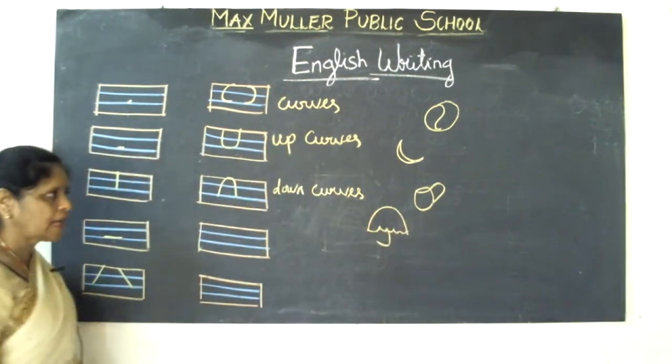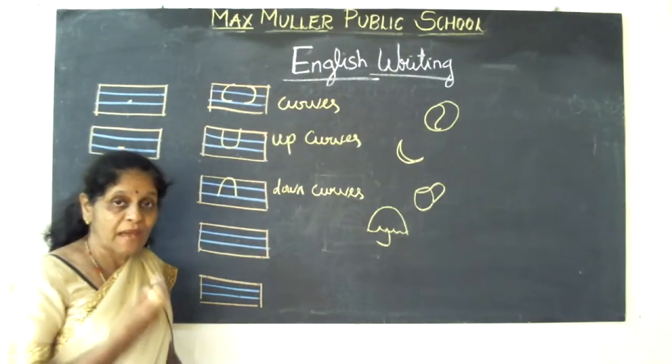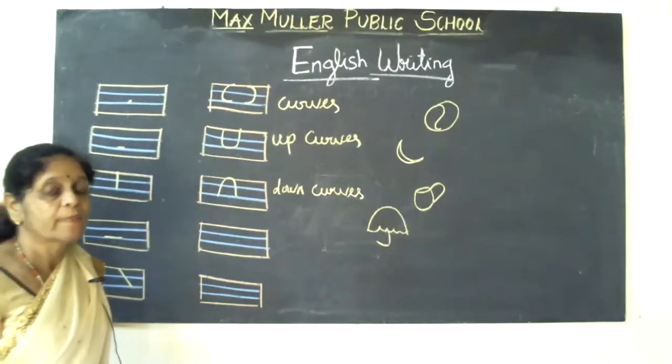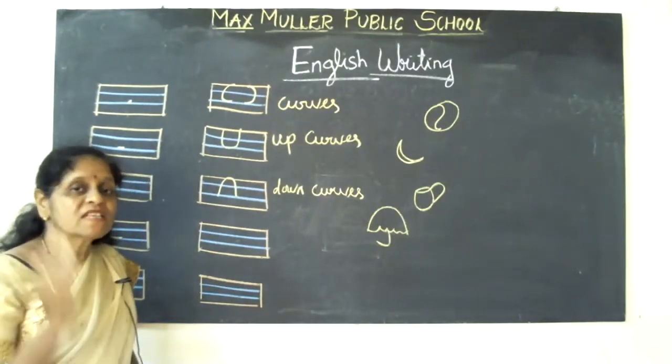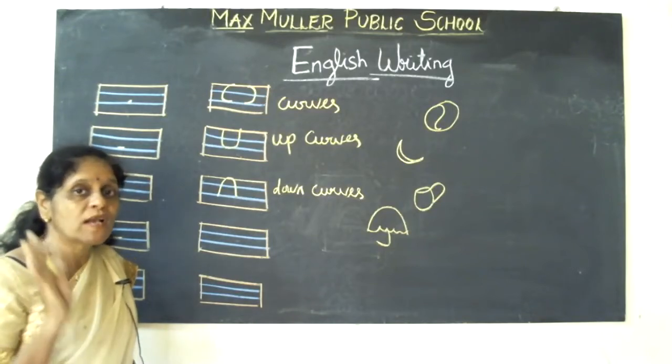Okay, children. So again, I'll repeat once again. You don't get irritated while doing pattern writing. It is very, very important. You have to practice pattern writing in the red and blue lines. That is the four lines book.